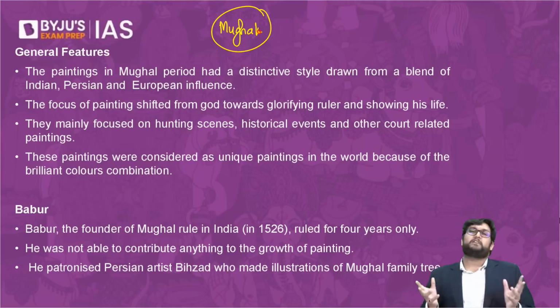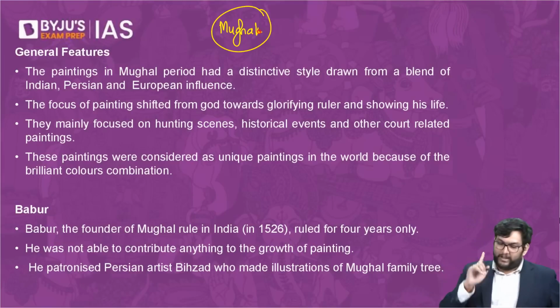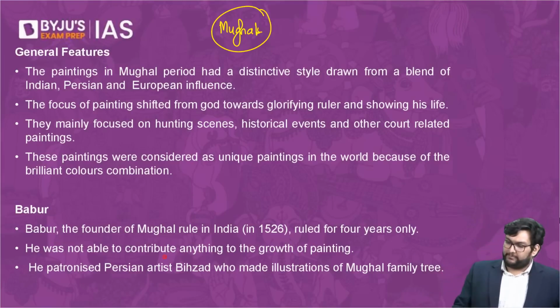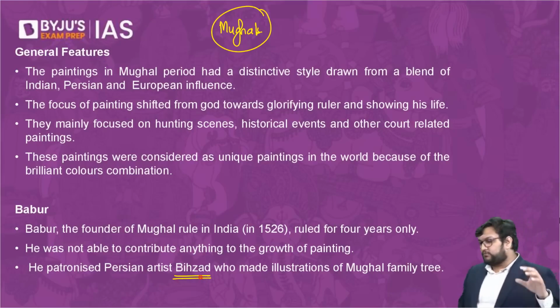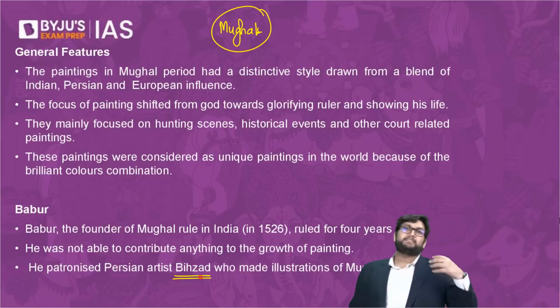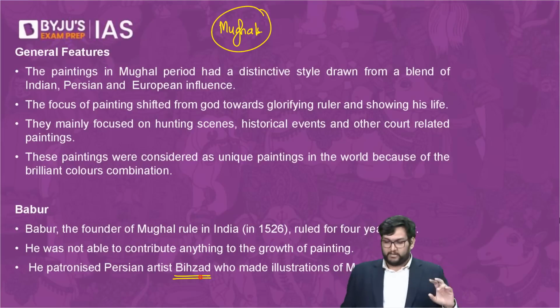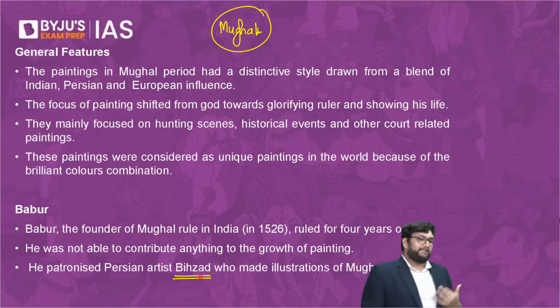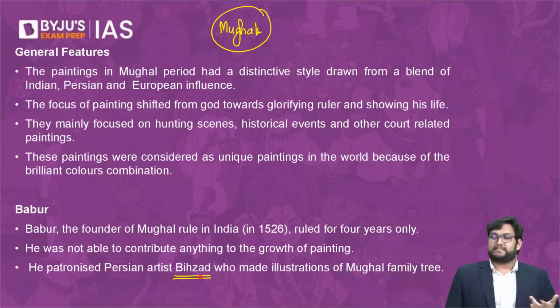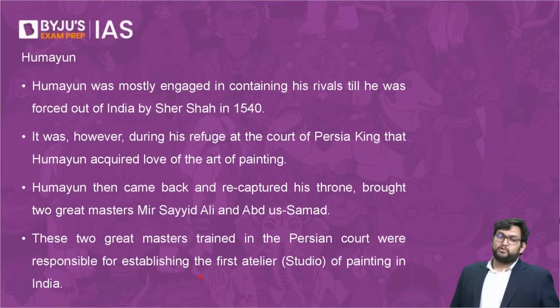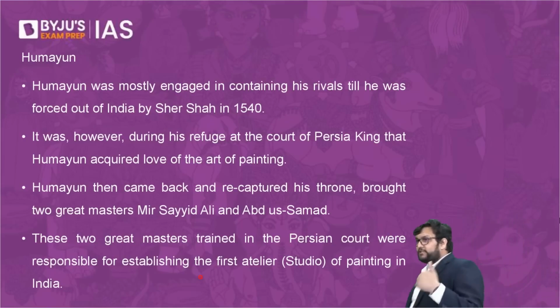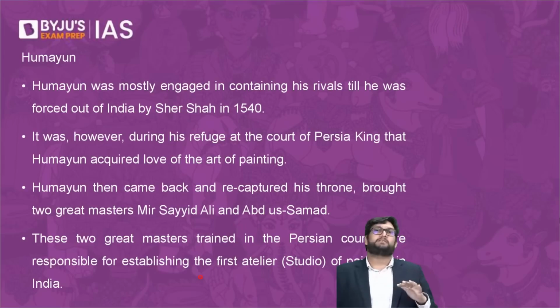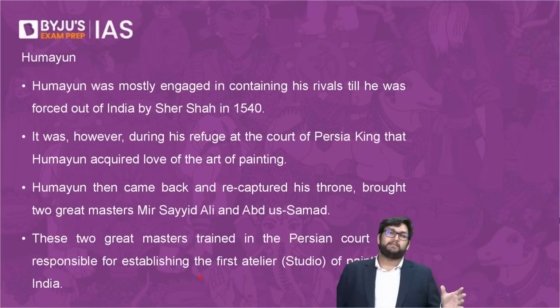Babar obviously did not have the time to do commissioning of paintings and all, but he had one painting made by a person called Bizhad, which was the Mughal family tree, which is his ancestry with Timur Khan. That is how he is linked to the whole Timurid tradition in that regard. And that is why we know so much about Babar and his ancestry. Now, Humayun, when he was in India, had no orientation towards painting. Rather, a very bookish person, he loved his libraries.